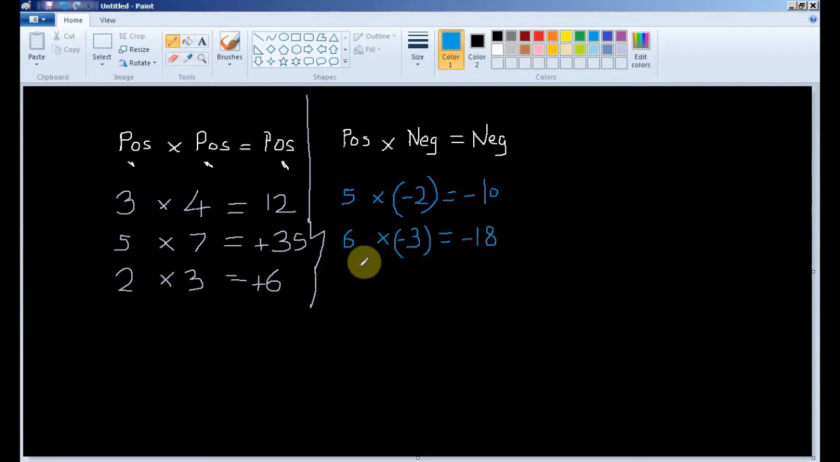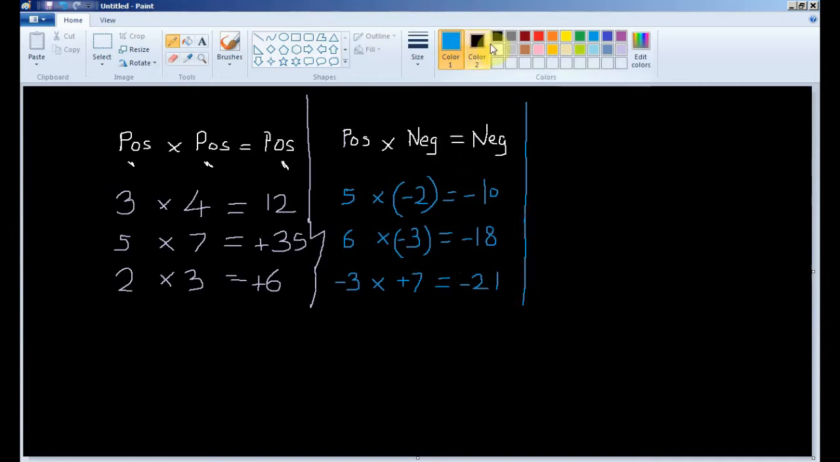Okay, so what if I change the order? Let's do something like this. Let's say -3 into positive 7. So one is negative, one is positive, but I changed the order. Negative comes first and positive comes second, but it doesn't matter because it is still negative multiplied by a positive number. So the result is going to be 21, but 21 is going to be a negative number. It's not going to be a positive number. Okay, let's look at the other rules.